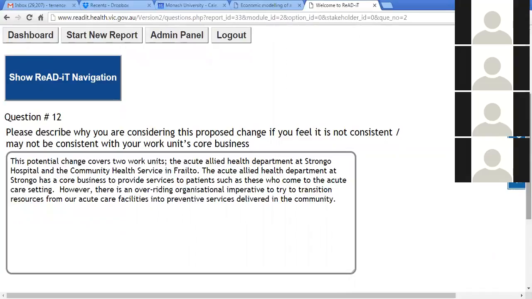However, there is an overriding organisational imperative to try to transition resources from our acute care facilities into preventive services delivered in the community. So this really provides transparency as to the recognition that, yes, there is, with this decision, a difficulty facing that one work unit is going to have to be giving up resources so that another can create a new service.